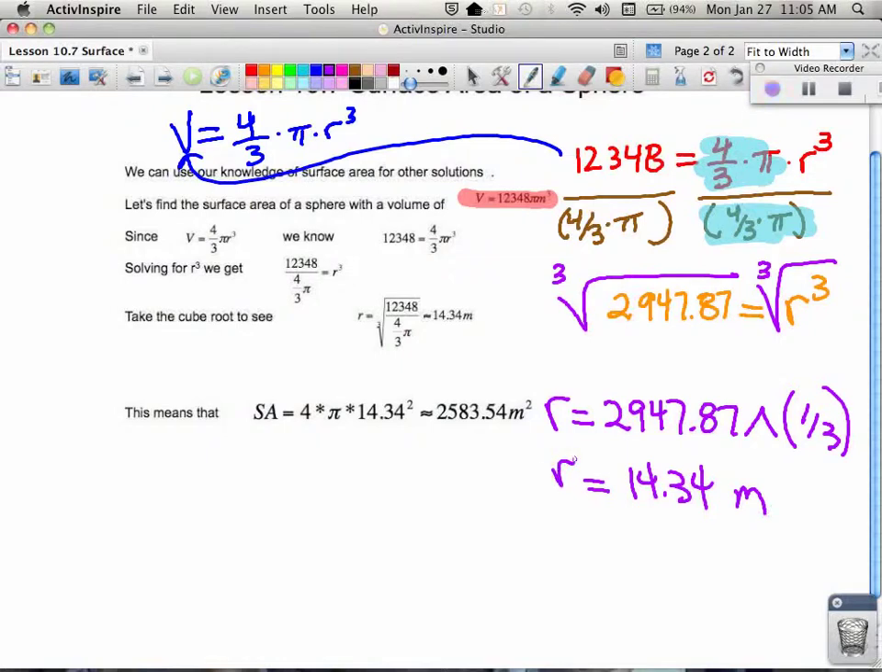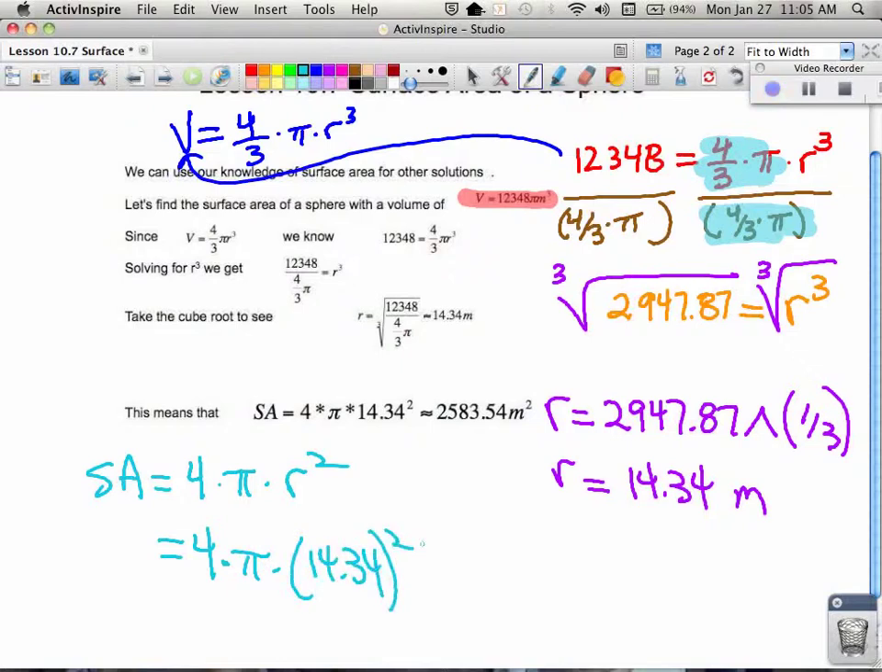Now, we haven't actually done the problem because they wanted us to find the surface area. But now, since I know what my radius is, I can go back to my knowledge of surface area, and I know that surface area of a sphere, we just learned, is 4 times pi times my radius squared. So in this case, that's 4 times pi times 14.34 squared. And when I finish, I see my final answer is 2,583.54. And since I'm in area, I have meters squared.